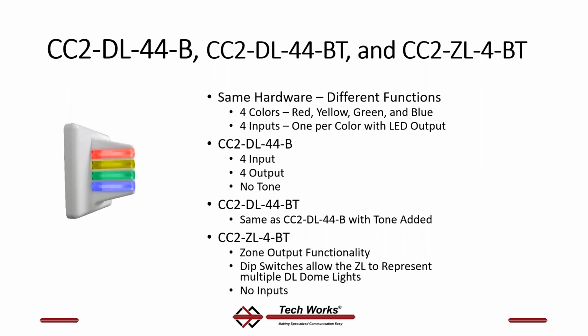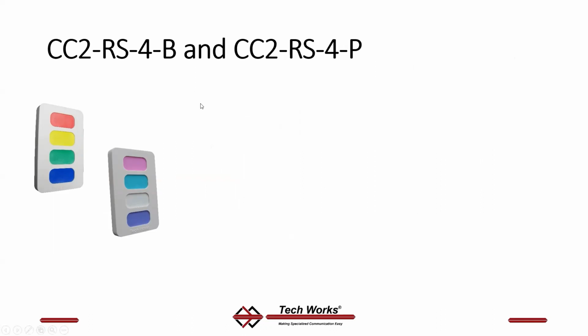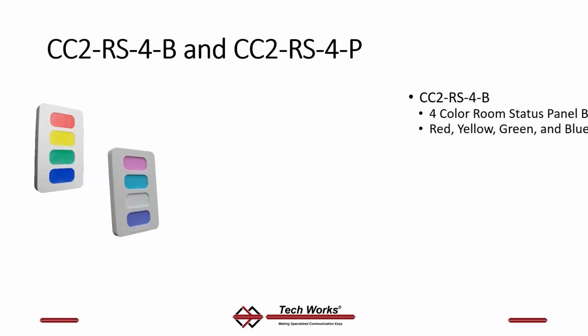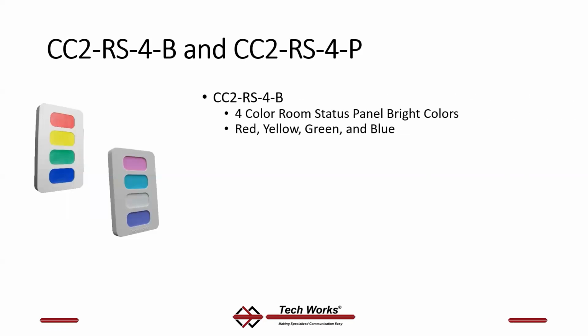The CC2-ZL4BT does not have any inputs. It is an output device only. There are no screw terminal inputs on the back for contact closure monitoring. If you want inputs, you have to use the 44BT versus the ZL4, which is 4 outputs for zone annunciation only. The CC2 RS4B and RS4P are simply 4-color buttons that activate 4-color dome lights or 4-color annunciators.